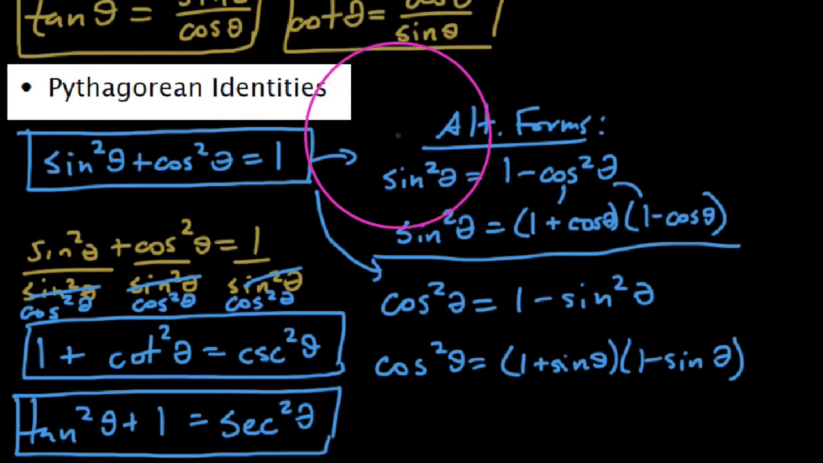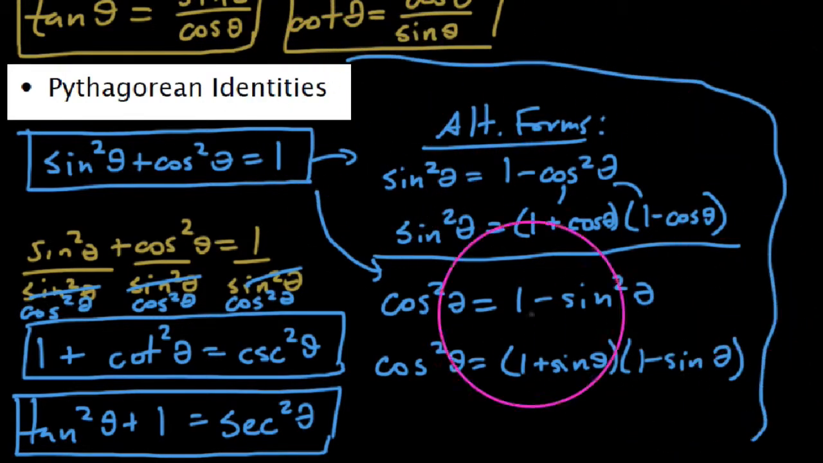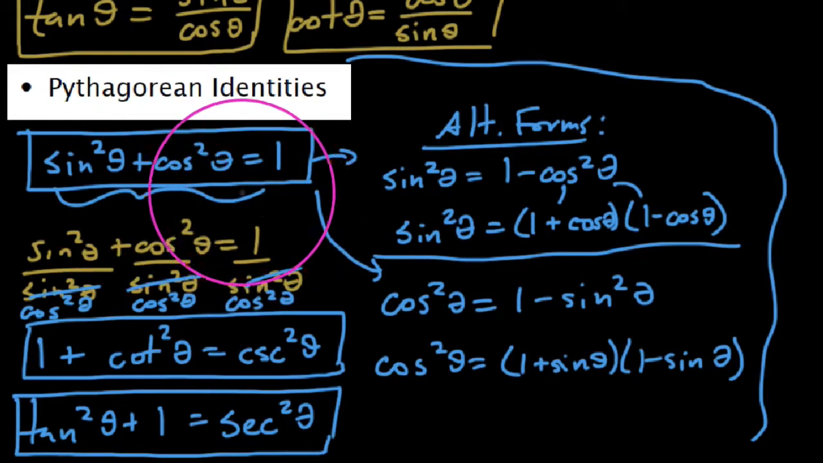pairs. And so all of these down here in our Pythagorean land were built off of this main primary identity, and then we could just use them interchangeably.